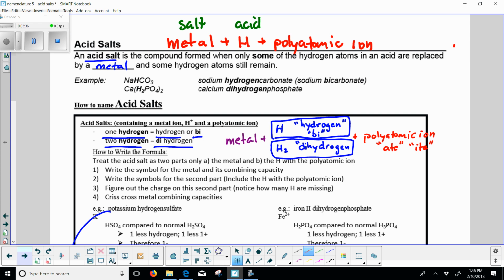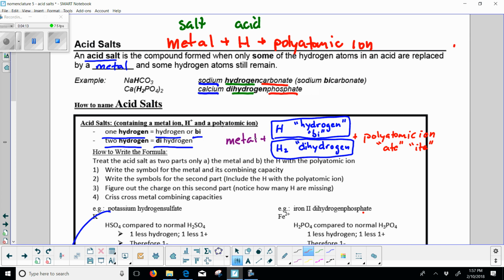So let's look at what you have in your workbook. Again, the idea with acid salts is you've got a metal plus a hydrogen plus a polyatomic ion forming a compound. So you've got this salt and acid part, so you call it an acid salt. Examples would be sodium hydrogen carbonate, or you can have calcium dihydrogen phosphate. So again, you see that we have a hydrogen, and we also at the end have some kind of polyatomic ion. So here's another summary for you.